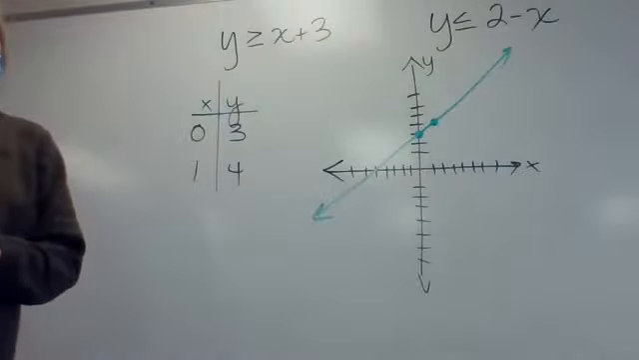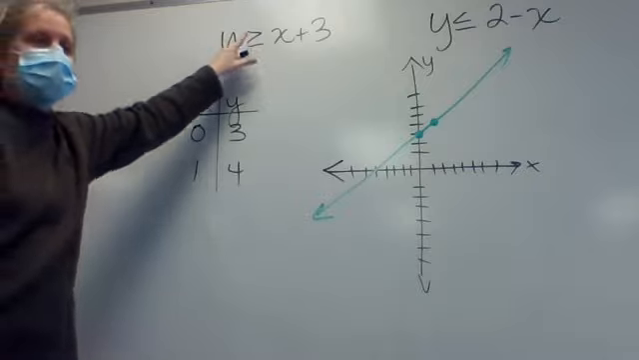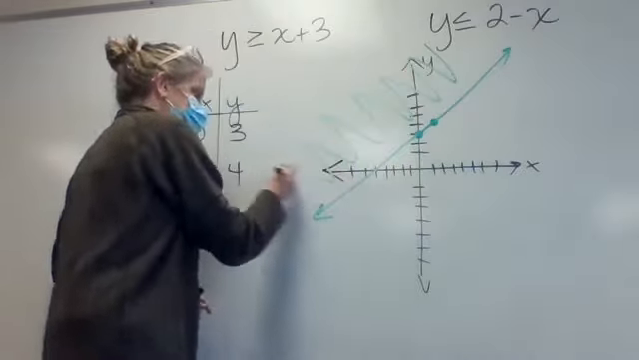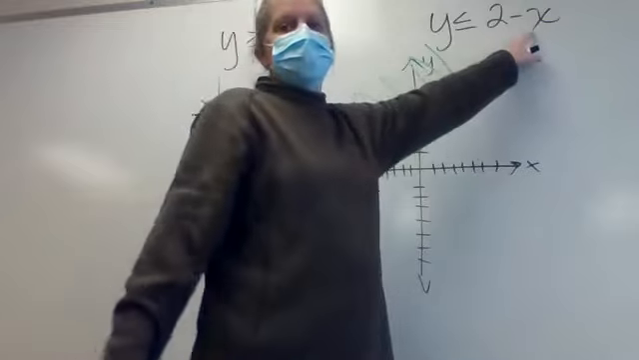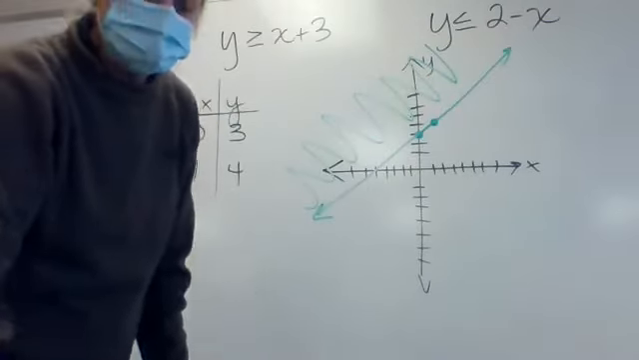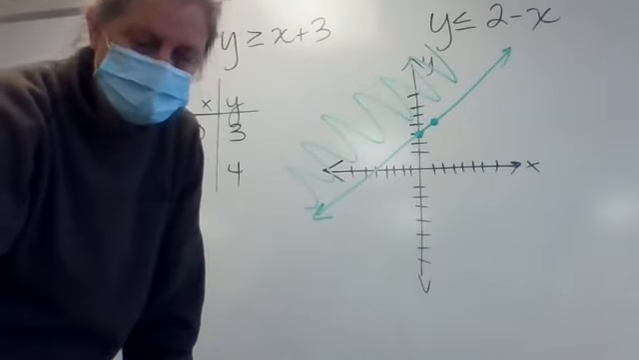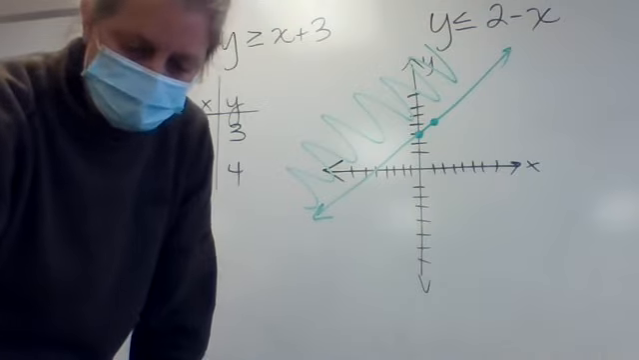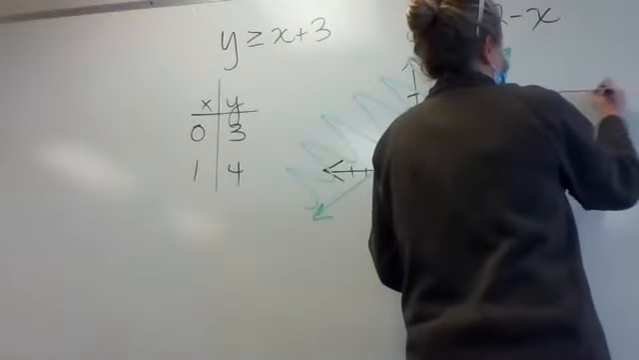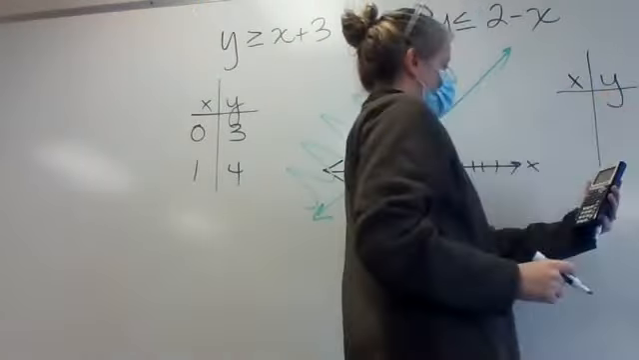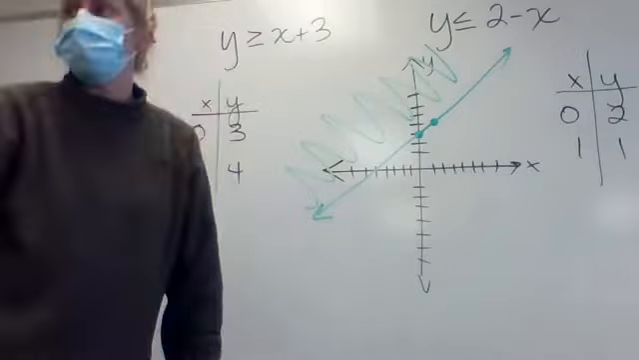Now I am going to go ahead and shade where this needs to be shaded. This is y is greater than this line. So above it. Now I'm going to do the same thing with this one. So go back to y equals 2 minus x this time. And you could have put that in the y2 and just kept them both up there. Second table to get your 2 points. 0, 2, 1, 1.